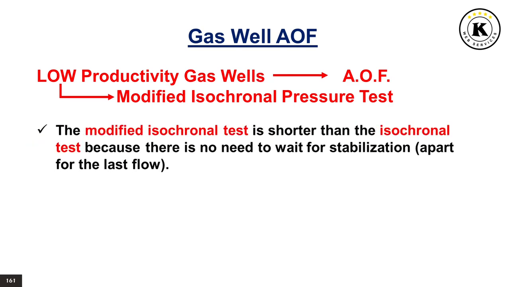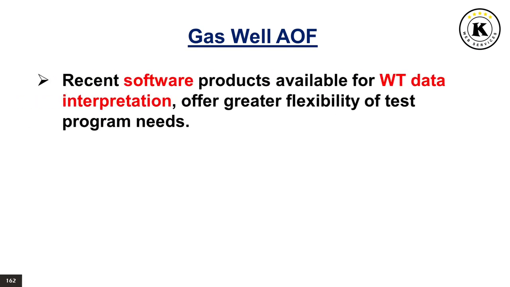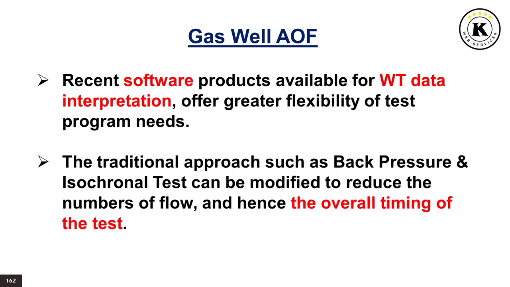The modified isochronal test is shorter than the isochronal test because there is no need to wait for stabilization apart from the last flow. It saves time and money, but the results are less accurate. Recent software products available for well test data interpretation offer greater flexibility of test program needs. The traditional approach, such as back pressure and isochronal test, can be modified to reduce the numbers of flow and hence the overall timing of the test.